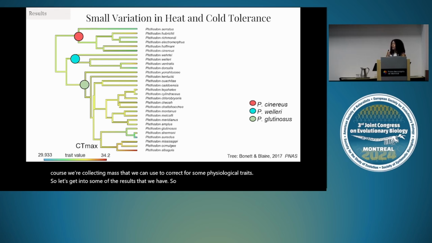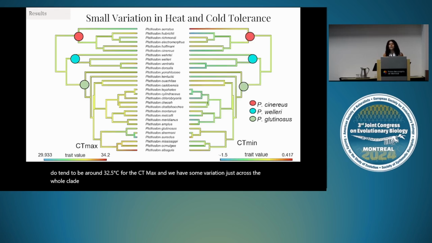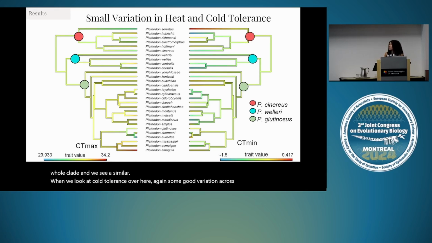And I'm going to be showing a number of contMaps here, and the higher the value is going to be a redder or warmer color, and the lower value is going to be a bluer or cooler color. And this is going to be CTmax, which is heat tolerance. And what we can see here is pretty minimal variation between the different sublineages, but some slight variation just across the whole clade, right? So they do tend to be around 32.5 degrees Celsius for their CTmax, and we have some variation just across the whole clade. And we see a similar pattern when we look at cold tolerance over here. Again, some good variation across the whole clade, so they have a more diverse physiology in their cold tolerance, but between sublineages, not so much.